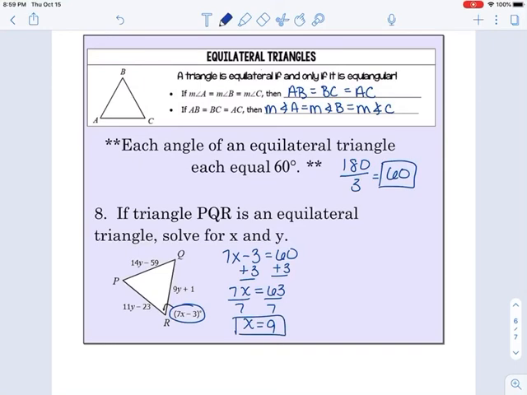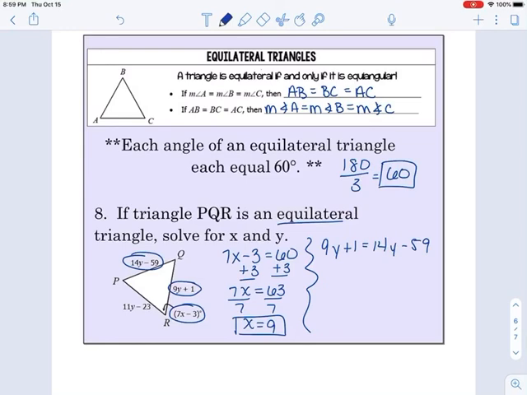Now we have to solve for our y. Again, it's equilateral. This is like the first problem that we did. It's equilateral. You can pick any two sides to set equal to each other. You can't use all three to write an equation. So you just have to pick two out of the three sides. I'm going to do the 9y plus 1, and I'll do the 14y minus 59. So I'm going to do 9y plus 1 is going to equal 14y minus 59.